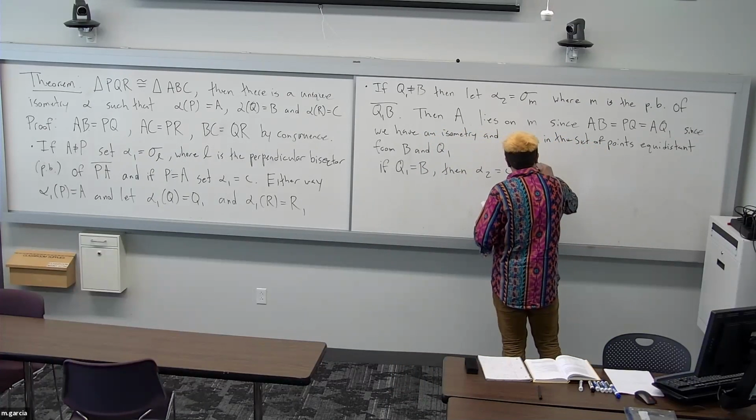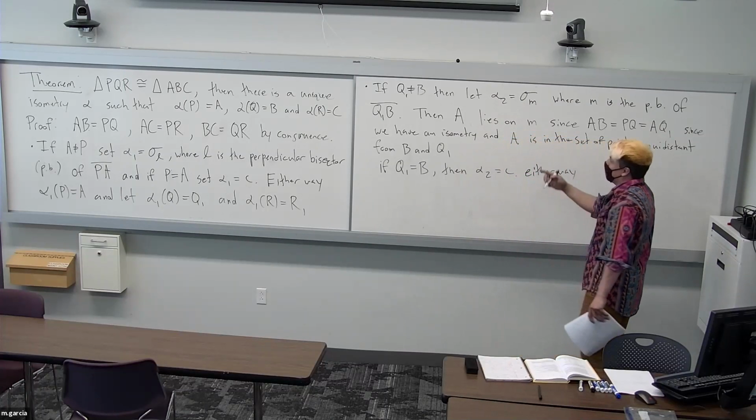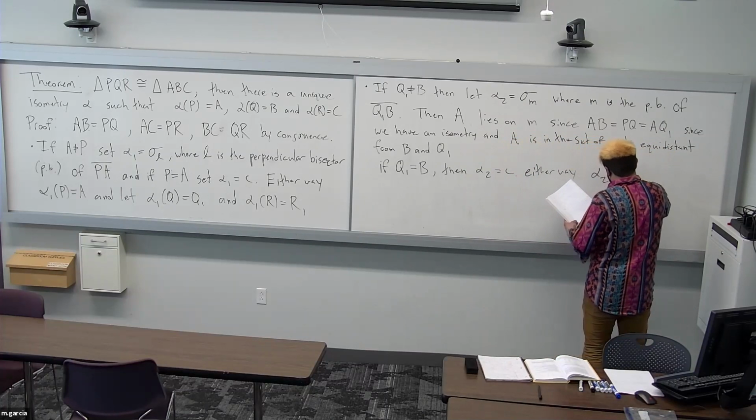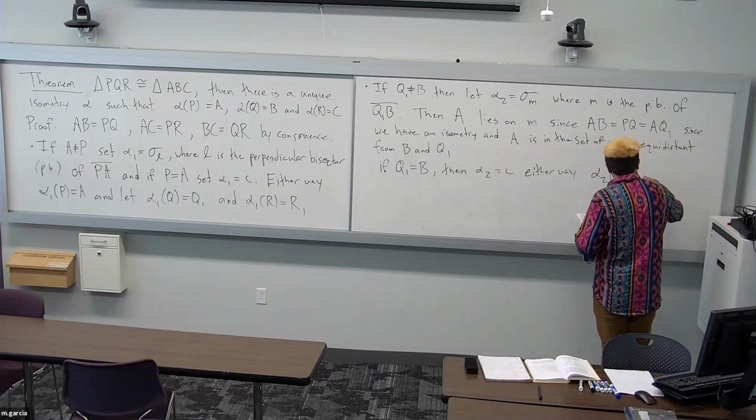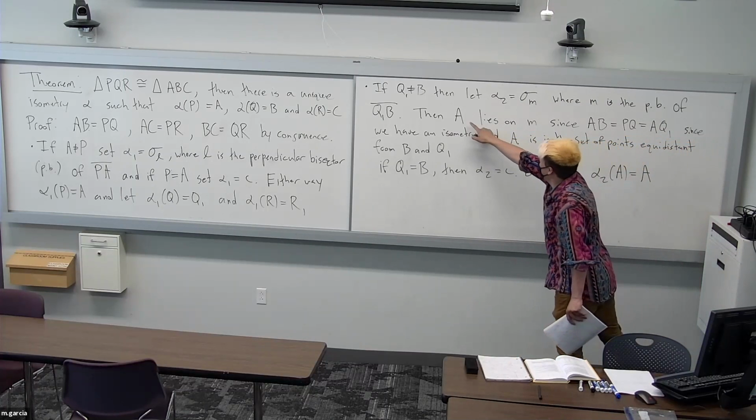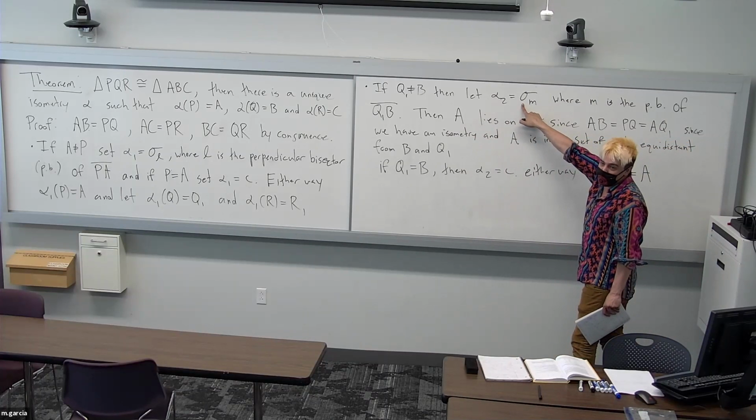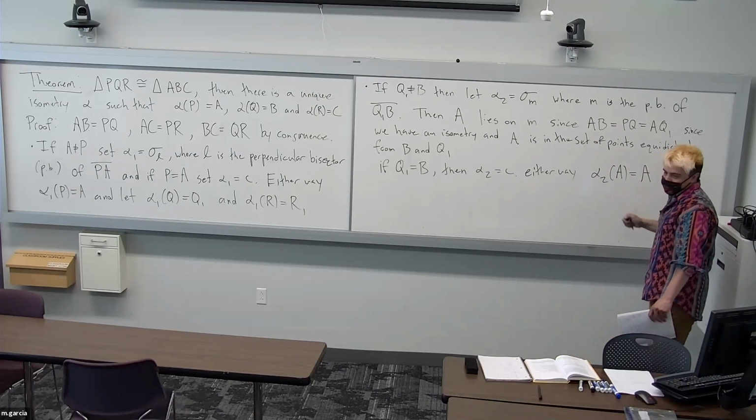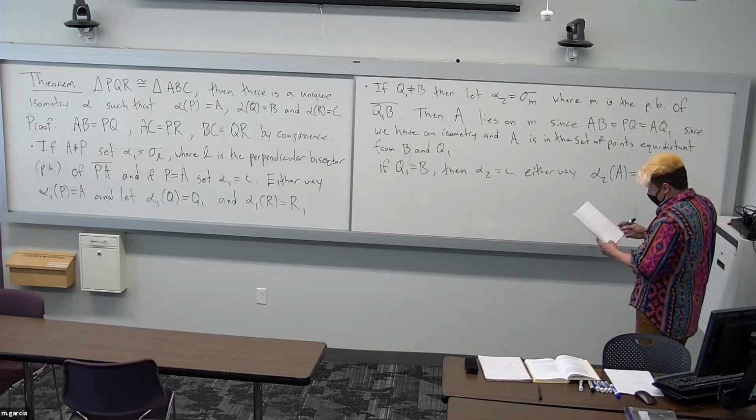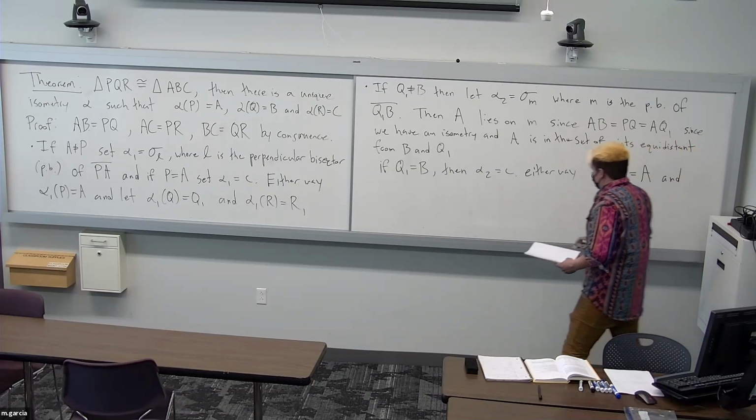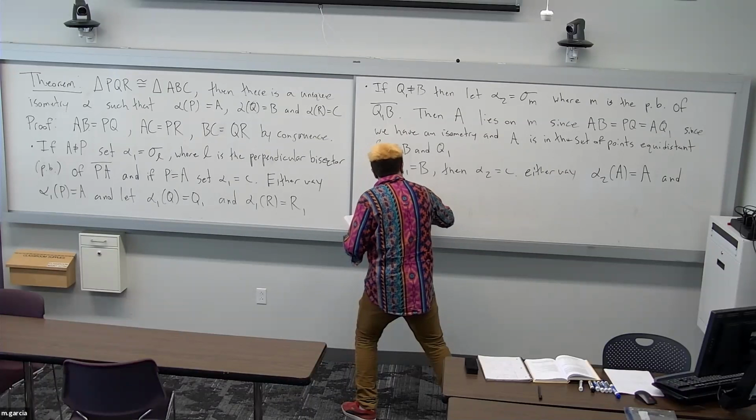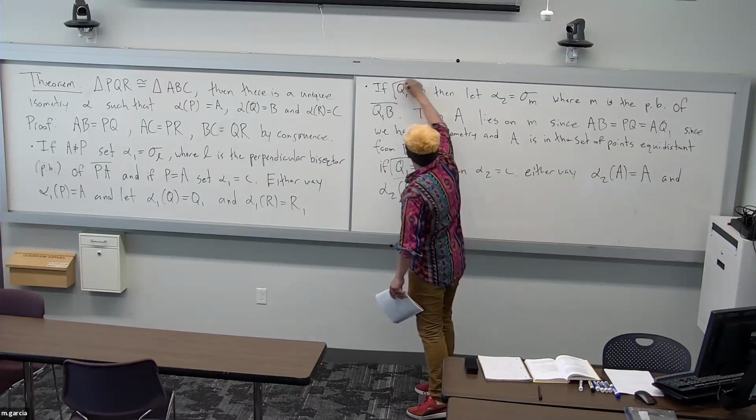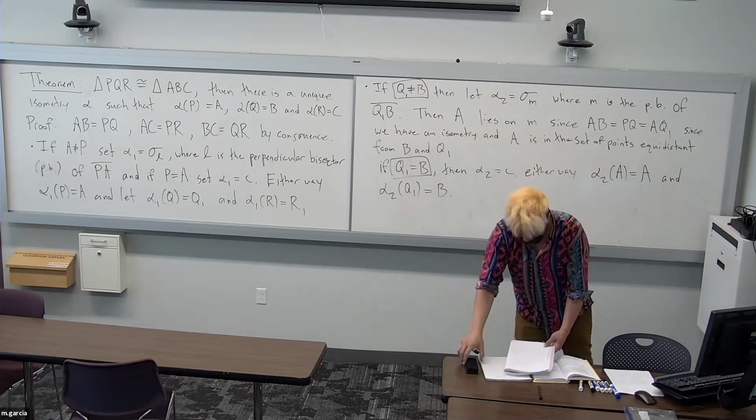Either way, whether Q1 is not equal to B or Q1 is equal to B, A lies on m, and if alpha 2 is sigma sub m, then A must be fixed by alpha 2, and of course, if alpha 2 is the identity, then we get alpha 2 of A is equal to A. And of course, alpha 2 of Q1 is equal to B in either of these cases. Right? Okay.